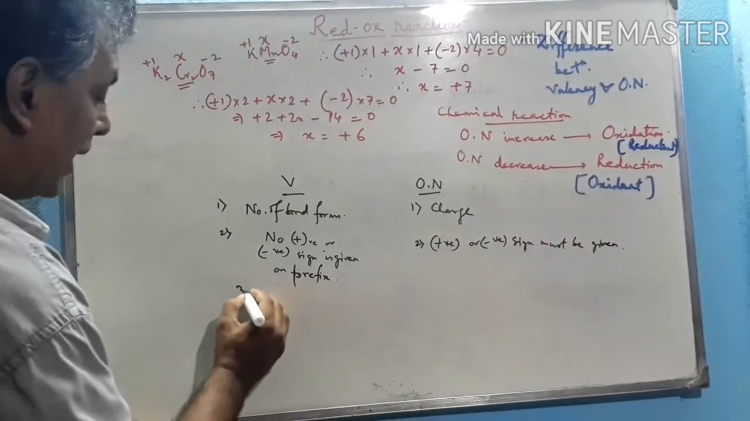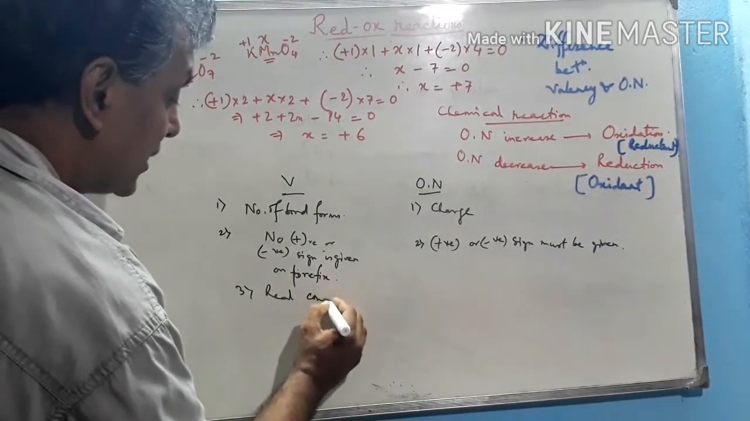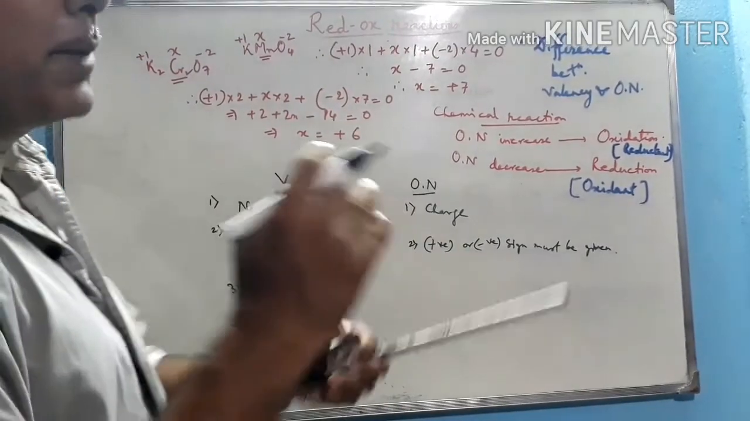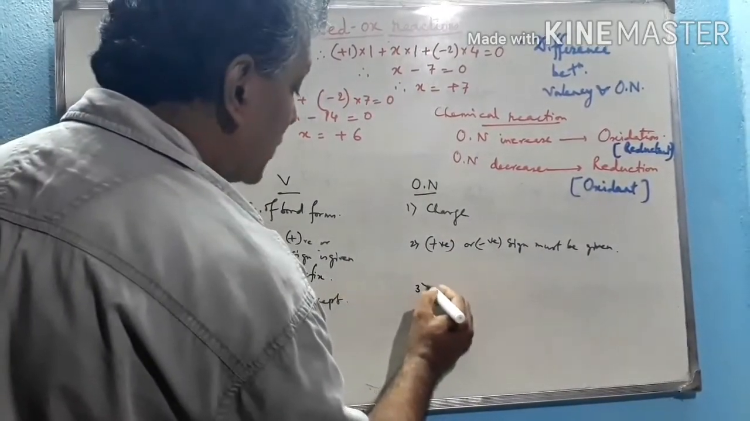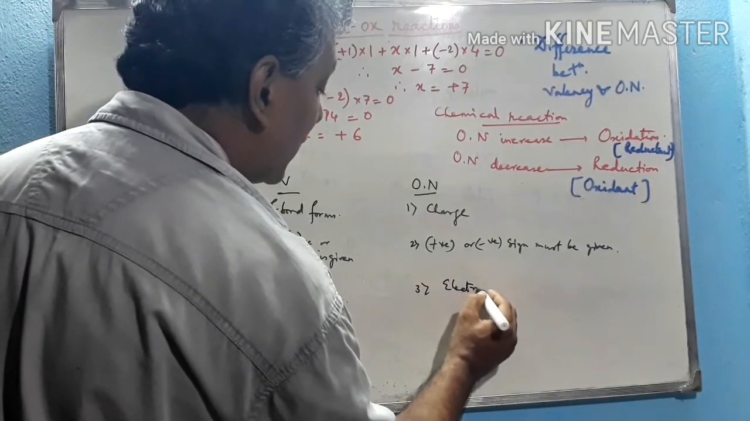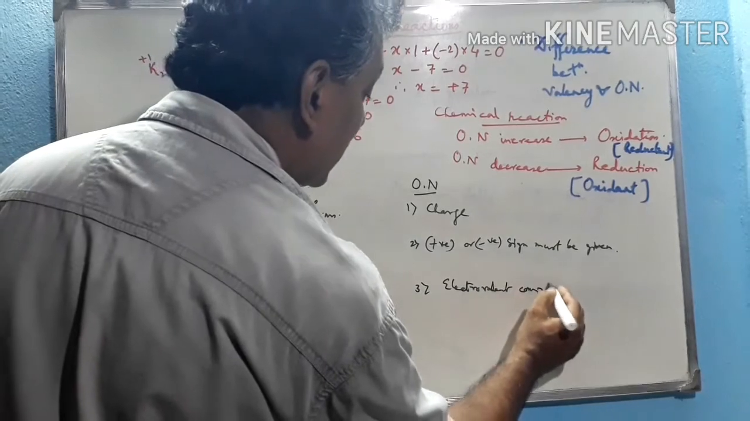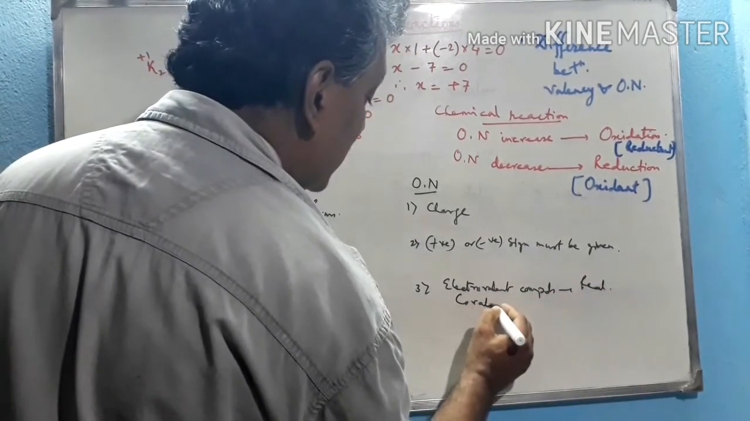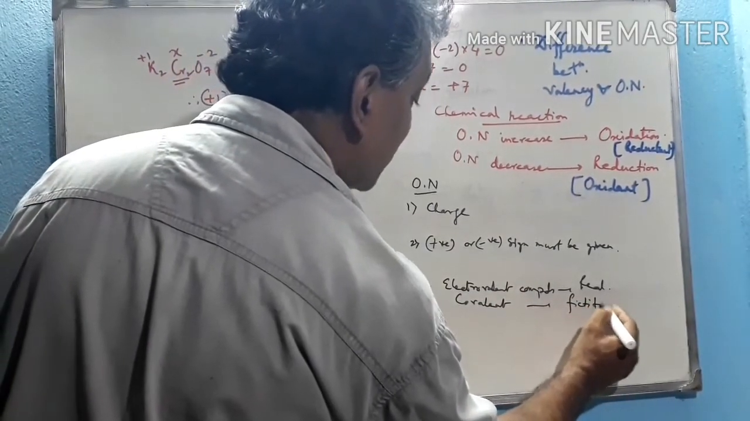Third point: valency is a real concept, because the number of bonds formed is always a real concept. In a compound, we can calculate the number of bonds, and only after the formation of bonds does the compound exist. But for oxidation number, in case of electrovalent compounds, this is a real concept, as we have already discussed. But in case of covalent compounds, this is fictitious, not a real concept.